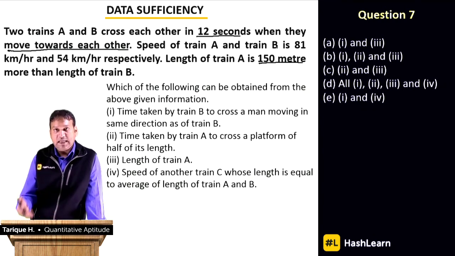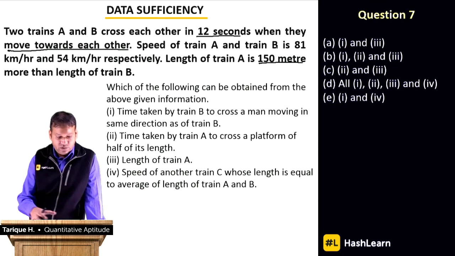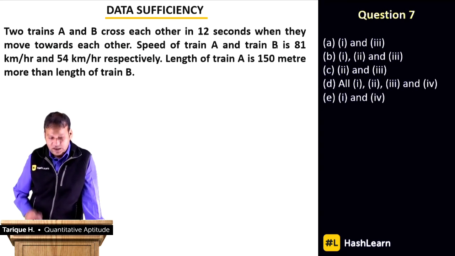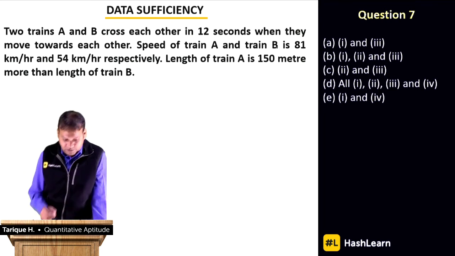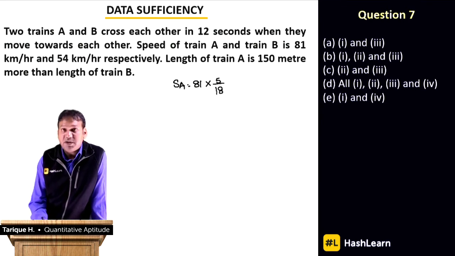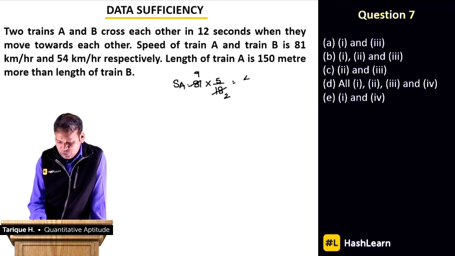So let me go to the next slide, work out this question for you, show how to solve this part of the question, come back to this slide, and then we'll see what all can be found out. Okay, so first thing first, speed of train A is 81 kilometers per hour. So you multiply with 5 by 18 in order to convert this into meters per second. So 9 into 2 and 9 into 9. So we get 45 by 2 meters per second. Okay, that's one part done.